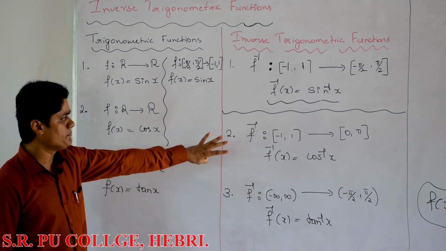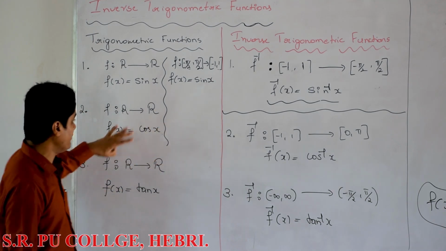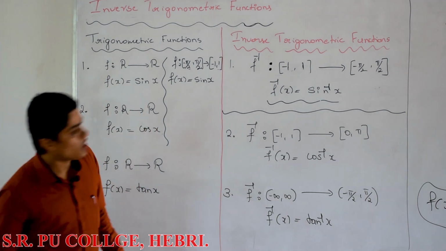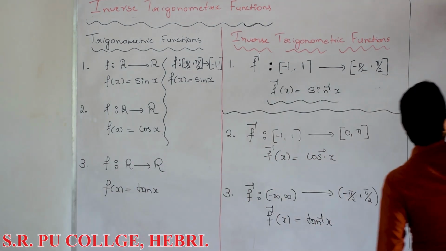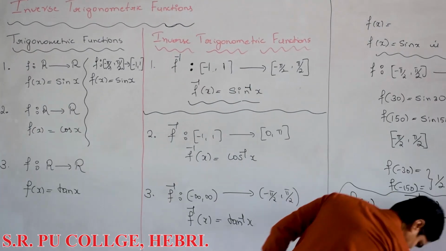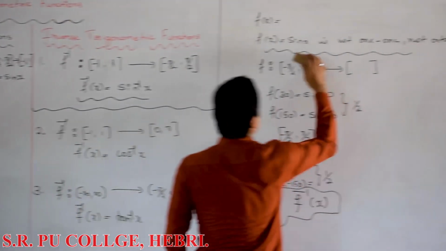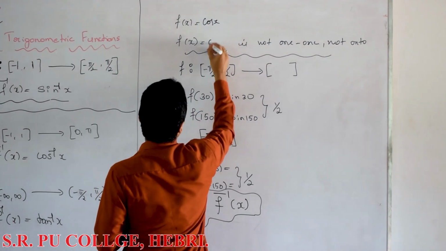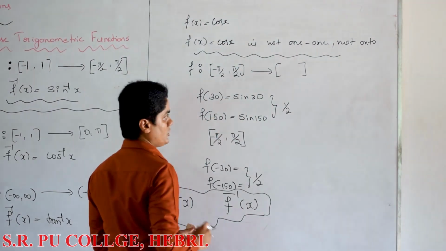Similarly, with exactly the same pattern, we are going to define the inverse of cos x. Again, the same problem: cos x is not bijective. The reason is again, it is not 1-1 as well as not onto.